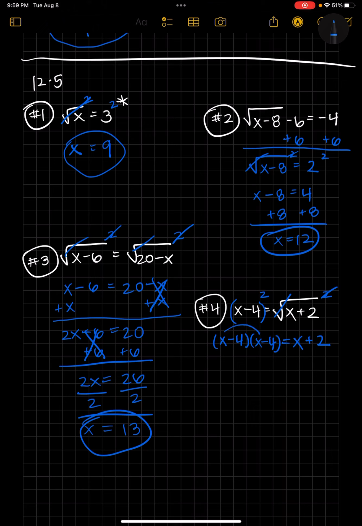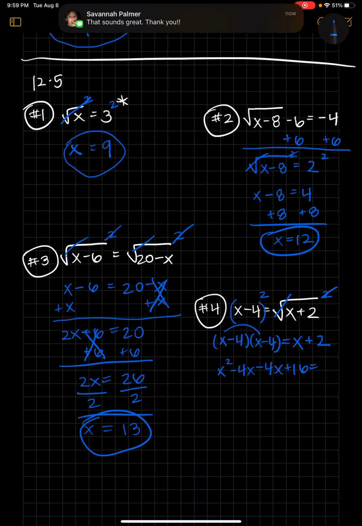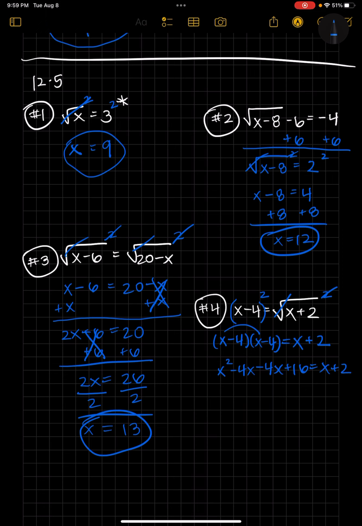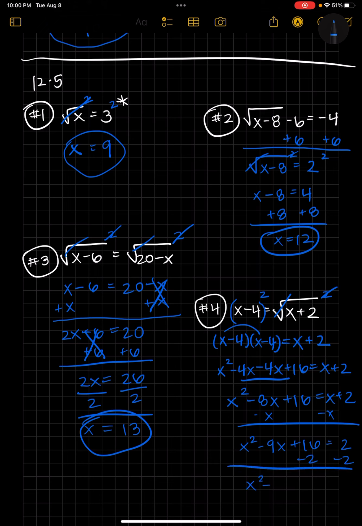So then I'm going to FOIL and get x squared minus 4x minus 4x plus 16 is equal to x plus 2. Combine my two like terms, I get x squared minus 8x plus 16 is equal to x plus 2. Now, because I have an x squared, what I'm going to do is shove everything over to the left side. So I'm going to subtract x from each side. x squared minus 9x plus 16 is equal to 2, and then subtract 2. x squared minus 9x plus 14 is equal to 0.